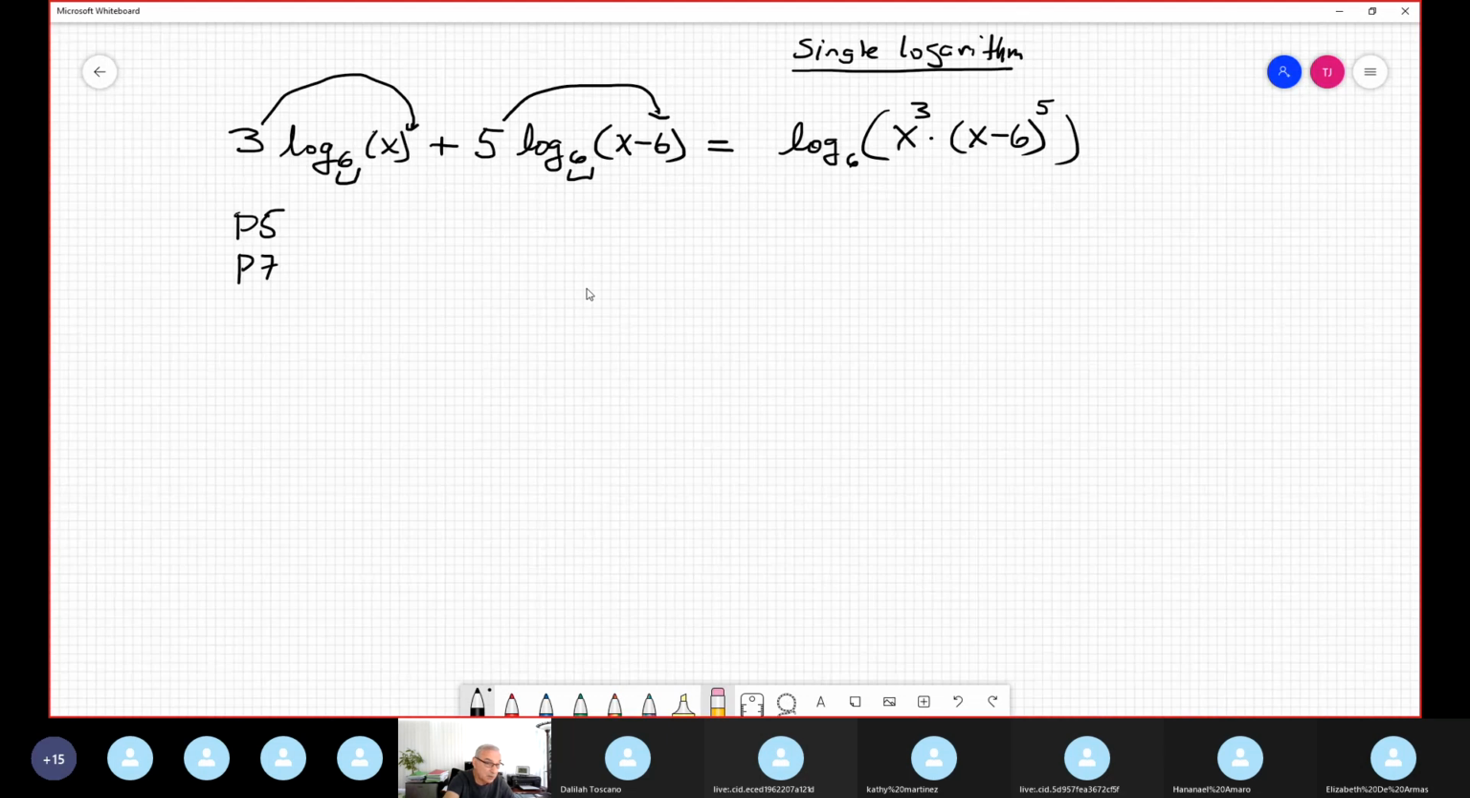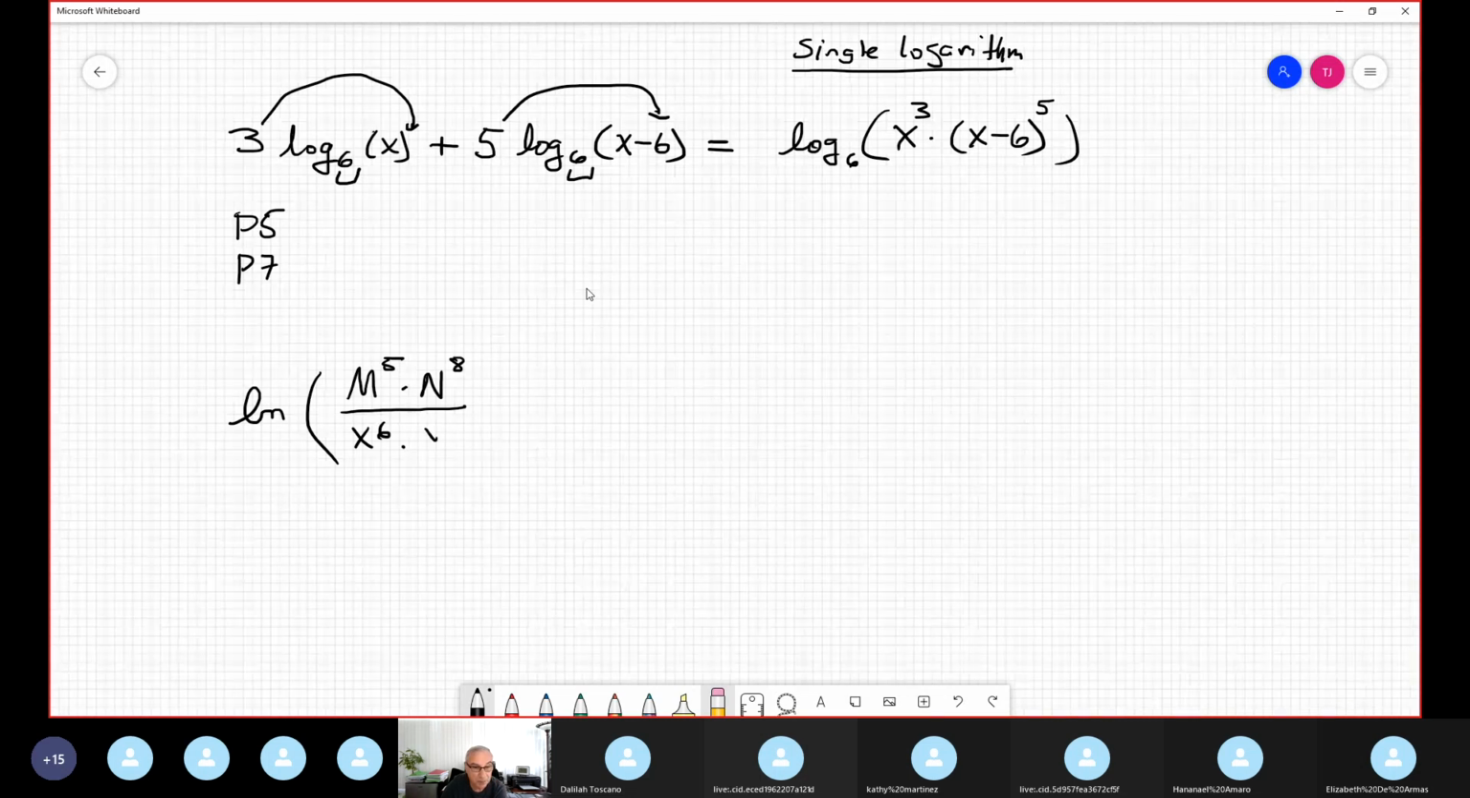Okay, this is in one direction, condensing. However, we can expand. For example, suppose that we have ln, natural log, of the expression m to the fifth power times m to the 8th power divided by x to the 6th power times y to the 7th power.